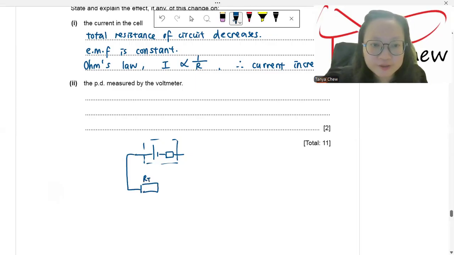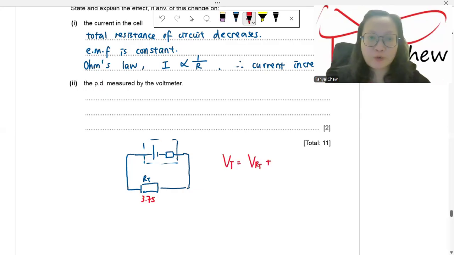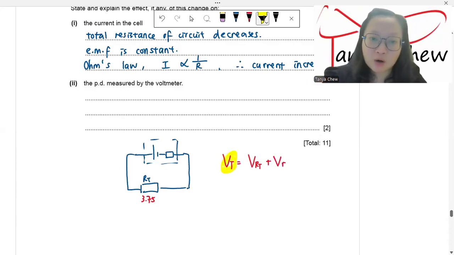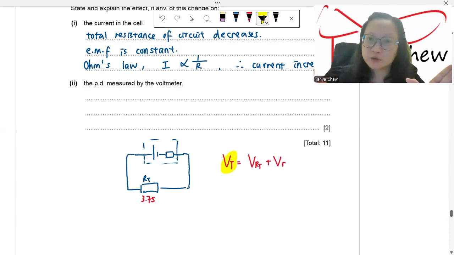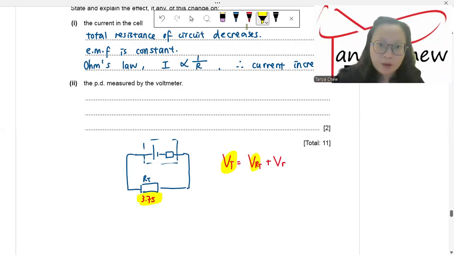This is the total resistance, which is the one being decreased, 3.75, right? Decreases. The total PD, or the EMF of the cell, is equal to the PD across the total resistance of the three resistors plus the PD across the internal resistance. Since the EMF of the cell is still constant, there's no change of that. The PD across the total resistance here, because resistance decreases, PD will have to decrease, right?